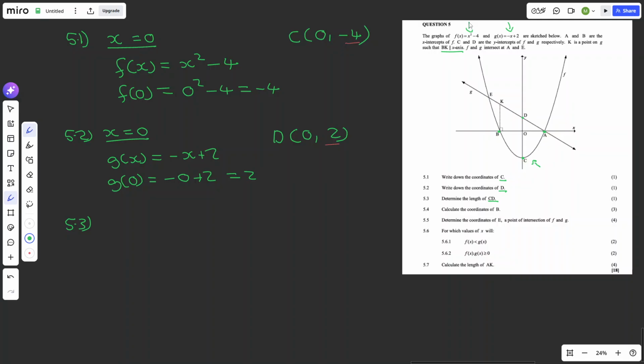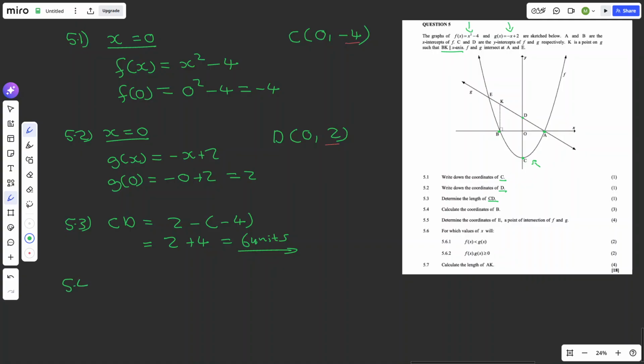So the length of CD is going to be what? We take the top value, which is 2, then subtract the bottom value. And keep note, you need to put the negative sign, because we want to find the difference between those 2 points. So this is 2 plus 4, which is equal to 6. So you can write it as 6 units. If the units aren't given, you can just write it as units. So now that is 5.3.